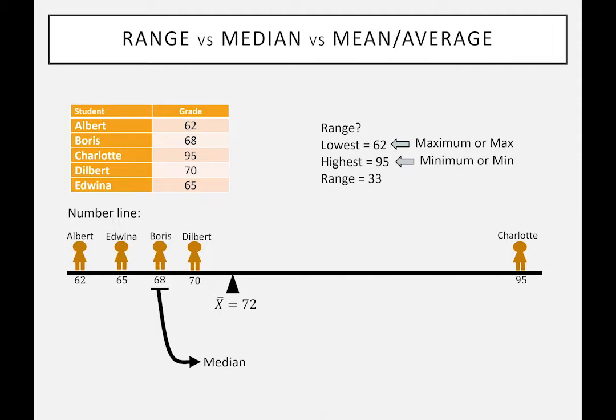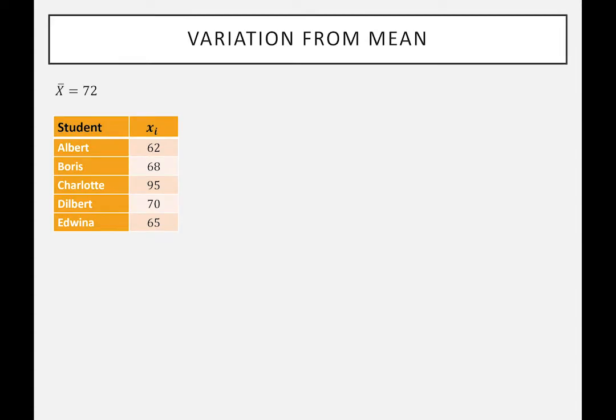Recall too that if, for example, I increase the mark of Dilbert, well then the average will change. But of course the median, Boris at 68, will not change. So the average is very sensitive to where all of these numbers are. We're going to use this concept when we look at how to measure the spread. So what we're looking at really is the variation, or how the numbers are distributed around this mean number. That gives us an idea of whether the numbers are spread or not.